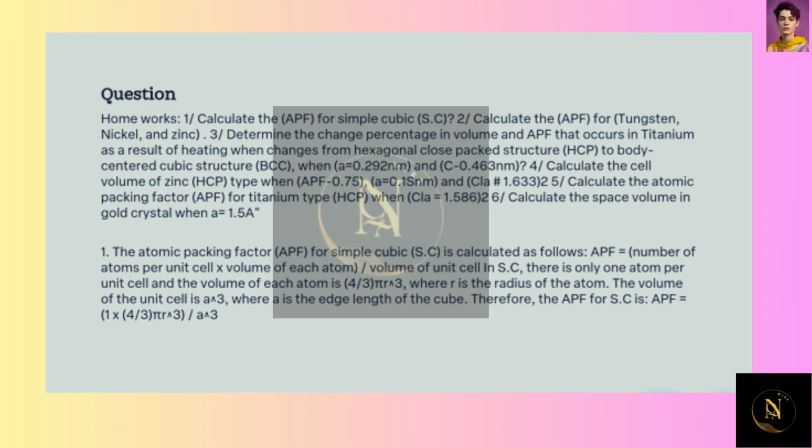of atoms per unit cell x volume of each atom / volume of unit cell. In SC, there's only one atom per unit cell, and the volume of each atom is 4/3 pi r^3, where r is the radius of the atom. The volume of the unit cell is a^3, where a is the edge length of the cube. Therefore, the APF for SC is APF equal to 1 x 4/3 pi r^3 / a^3.